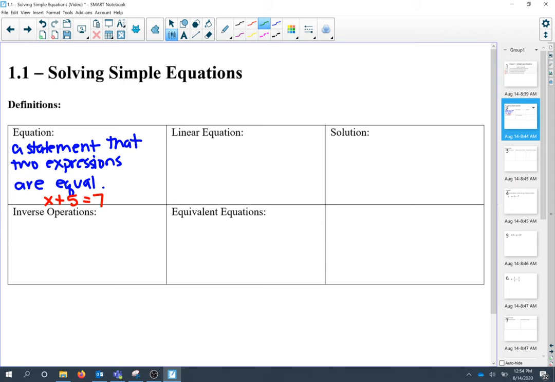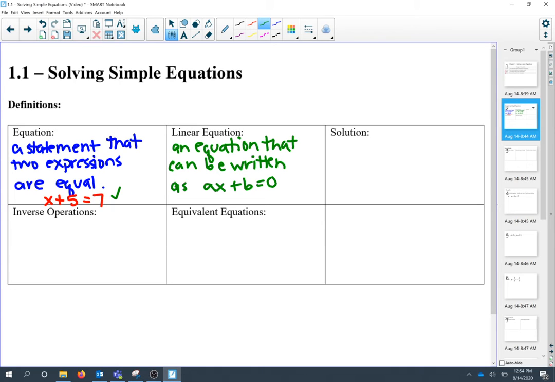Okay, moving on. A linear equation is an equation that can be written as ax plus b equals 0. So for example, over here, that is a linear equation. And the key here is that you just have x. You don't have x squared, you don't have x cubed, you don't have x to the power of something else. It's just x. There's one of them, which makes it linear.